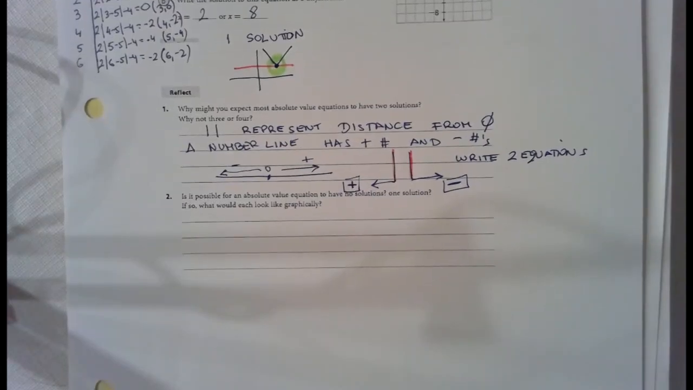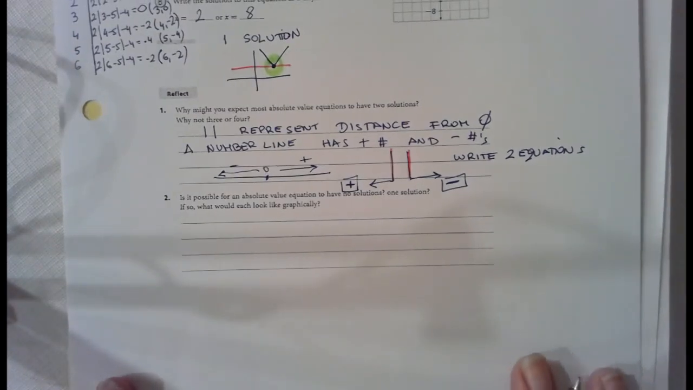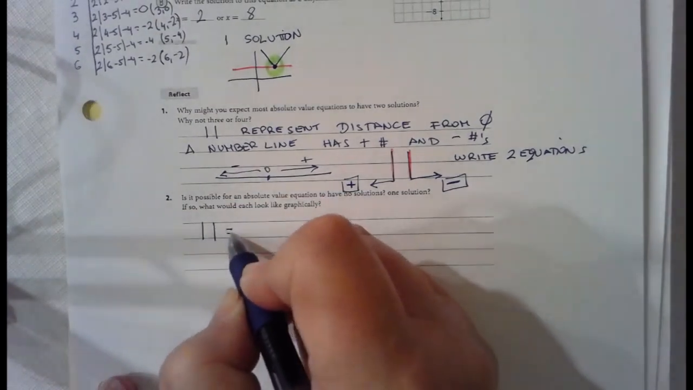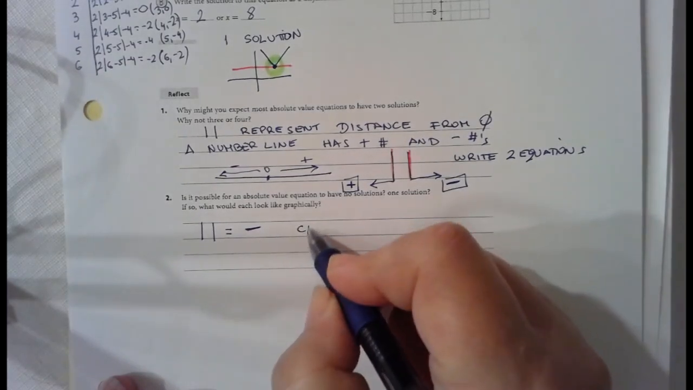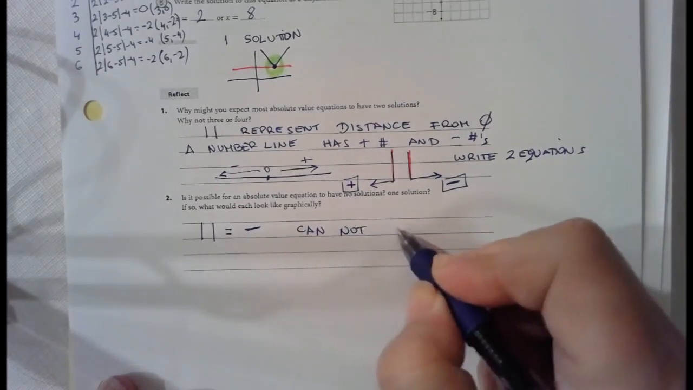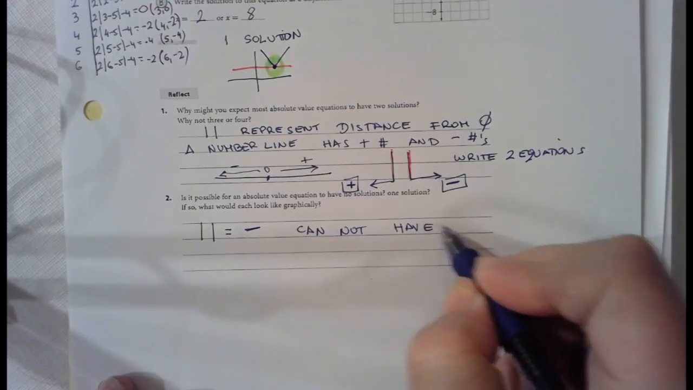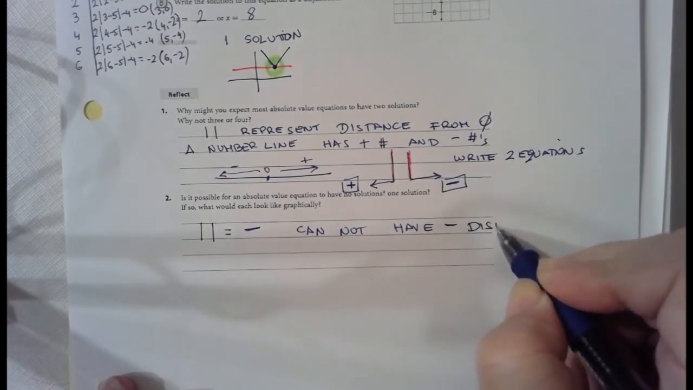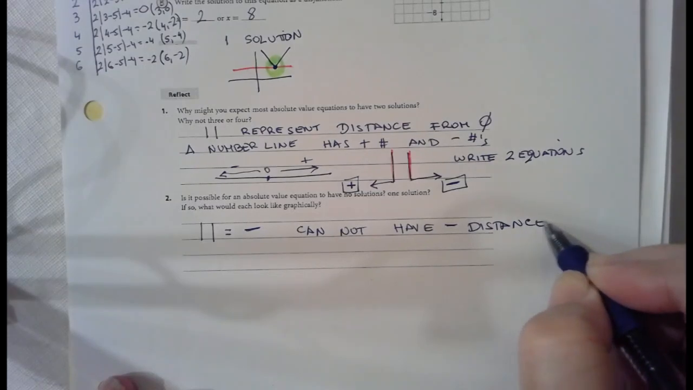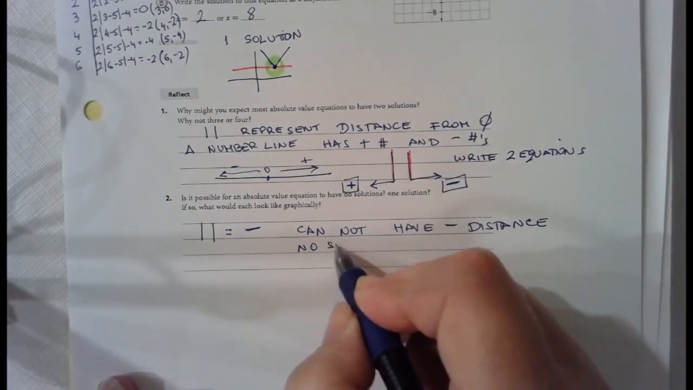Okay. Next question, is it possible for an absolute value equation to have no solution, 1 solution? If so, what would each look like graphically? Okay, so absolute value cannot be negative, cannot have negative distance. So in this case, you have no solution.